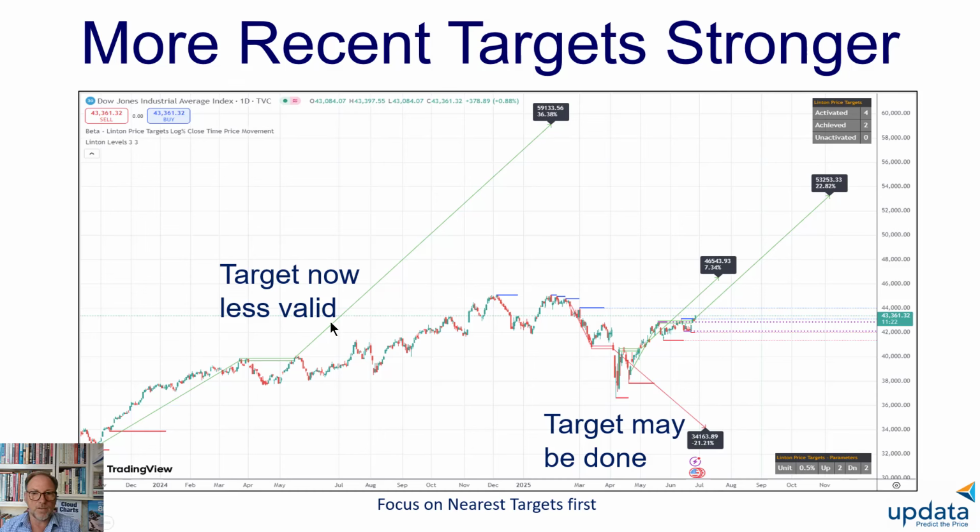Here's an example of a target that's now less valid. It was given a long time ago. This was on the Dow Jones Industrial Average. Then we had a downside target. This target may now be done because we've got 2 new upside targets. And certainly, if we break to a new high, we will deactivate or negate that target. So at the moment, you'd probably say that one's too historic. This one is starting to look like it's done. And these are the 2 that we're now focused on.